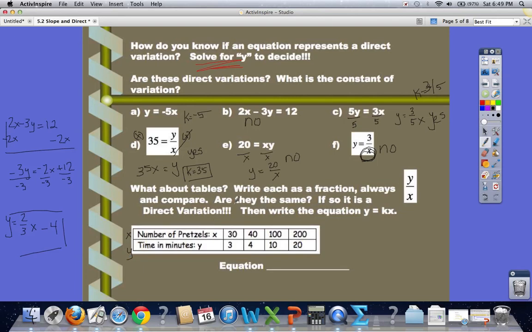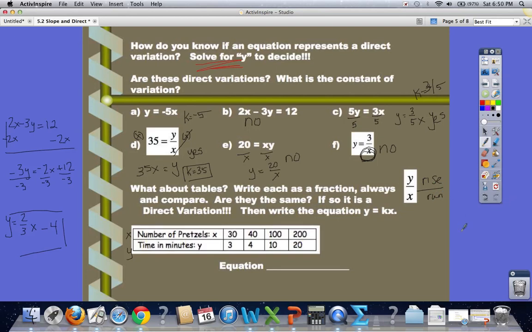All right, so when you have a table and you need to see if it's a direct variation, you need to take every single one of these, and these are technically ordered pairs, remember, 30, 3, 40, 4, 100, 10, because it's x, y. You need to take every single one of the y's and put it over top of the x, because we have to have it in fraction form, rise over run.